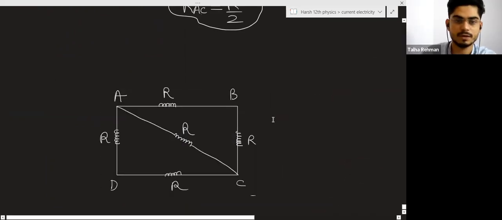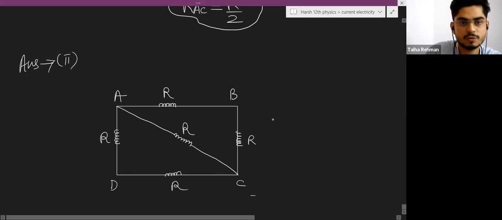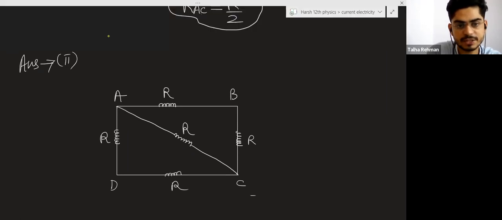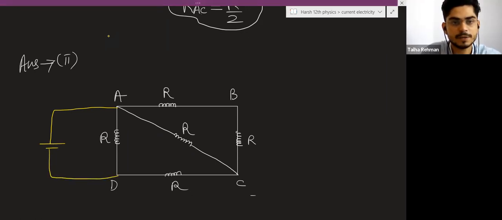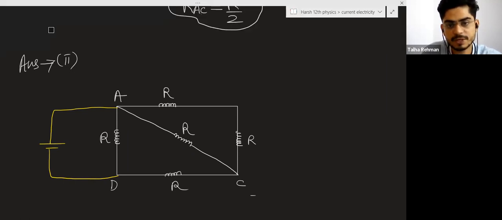This time, answer second, we have to find the resistance between the point A and D. So what we will do, we will just connect the imaginary cell between point A and D. Now, other points we can remove. Point B we can remove. Point C we can remove.